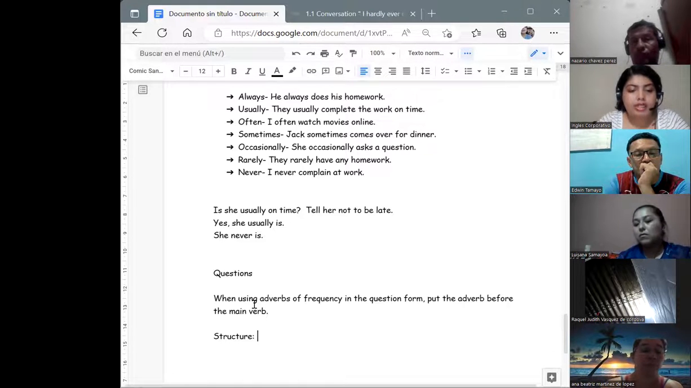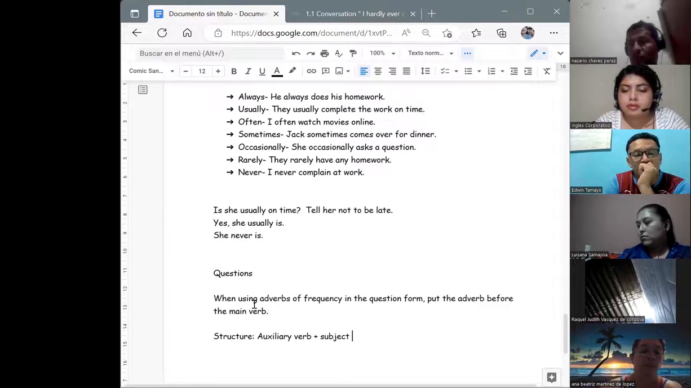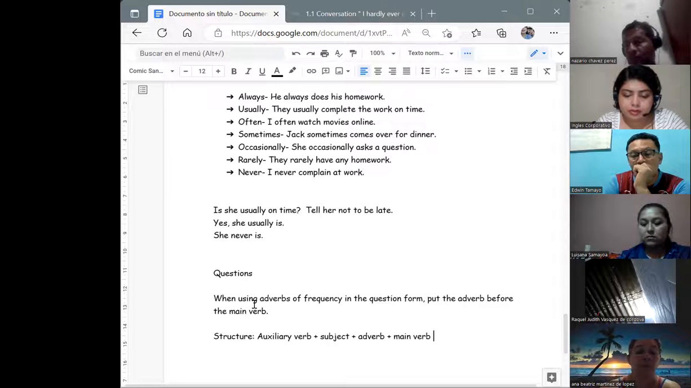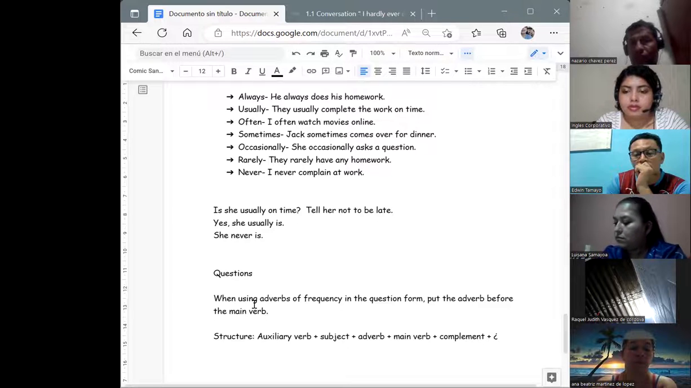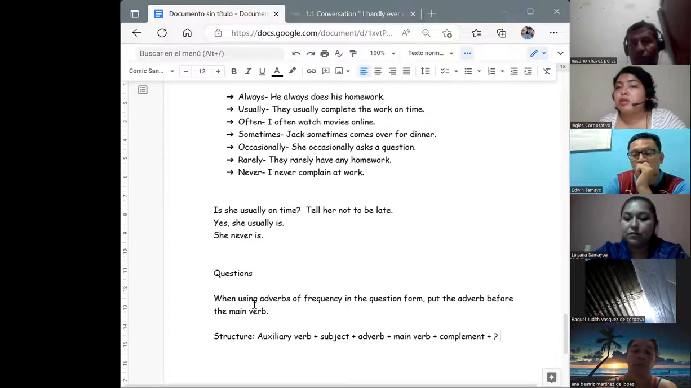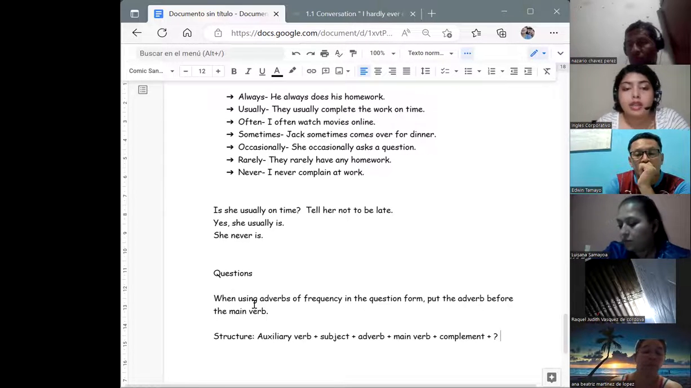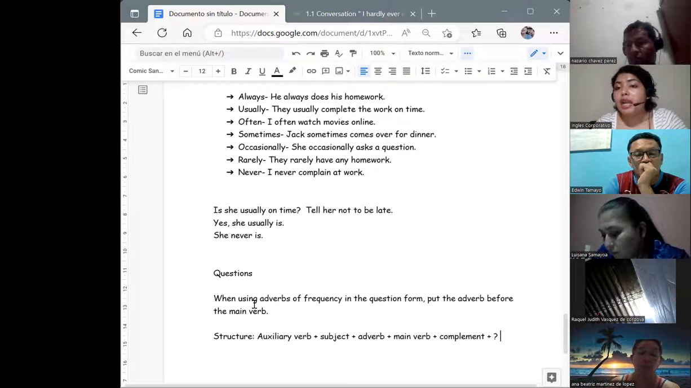We have the following thing. Auxiliary verb plus the subject plus the adverb, aquí está posicionado el adverbio, plus the main verb, plus the complement, and the question mark. Así, esa es la estructura que vamos a utilizar con nuestra pregunta. Vamos a utilizar un verbo auxiliar, el sujeto, el adverbio, el verbo principal, el complemento y la question mark. Y vamos a ver unos cuantos ejemplos.